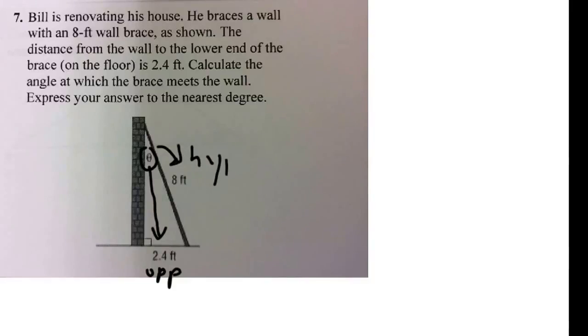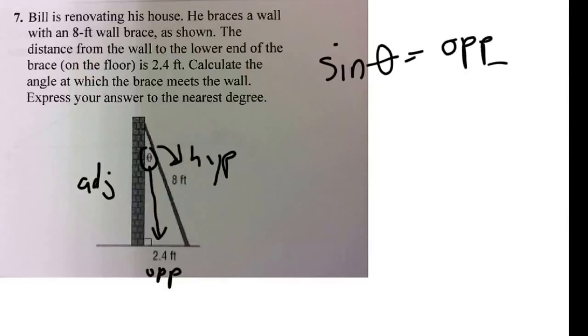Because that's the one that's across from our 90-degree angle. Adjacent would be over here, and we don't know anything about it, so we're not going to use that part of the formula. So which formula has opposite and hypotenuse? It is our sine. So sine was opposite divided by hypotenuse.